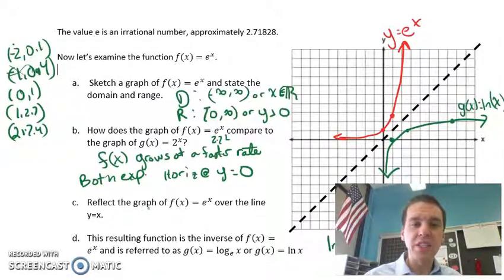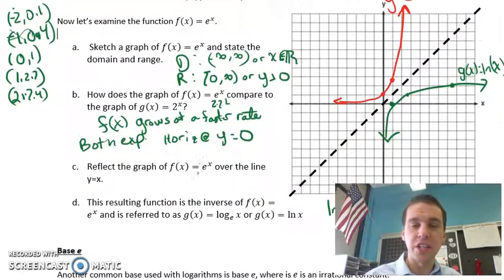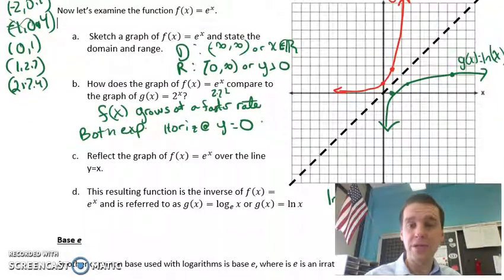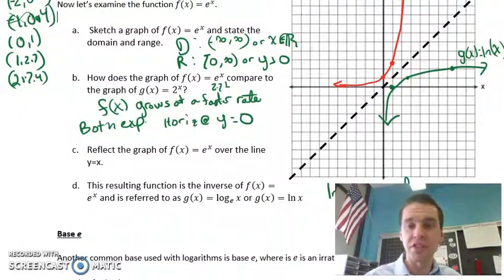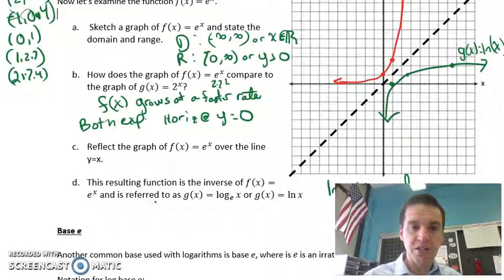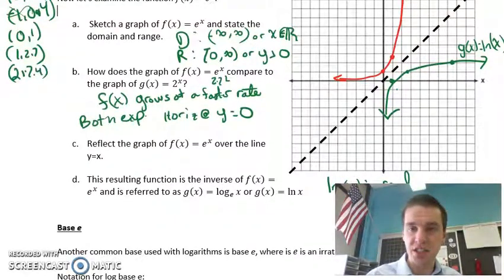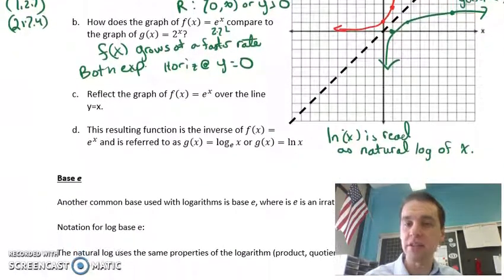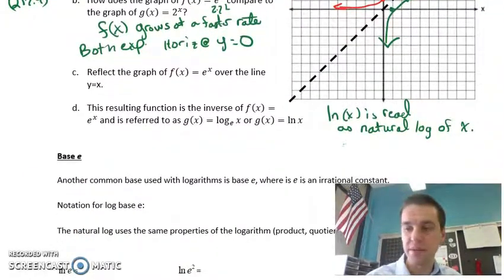And if we reflect the function e to the x over the line y equals x, we know that we're going to get the inverse function. We've talked about that before. And so the resulting inverse function is in green here. It is referred to as log base e of x, or another way, because that's a long way to write it, you don't want to write this, it is called the natural log of x. So ln of x is read as the natural log of x.